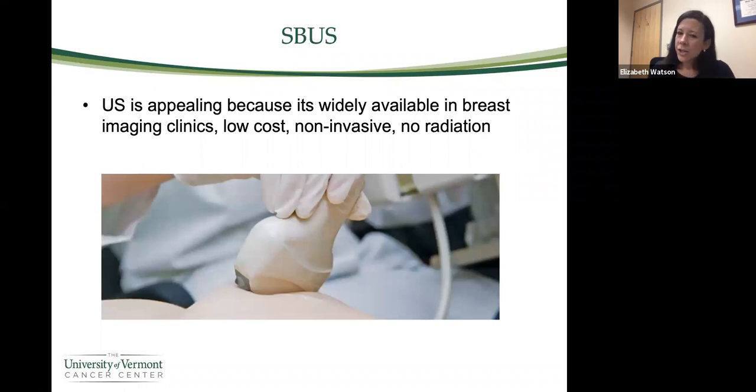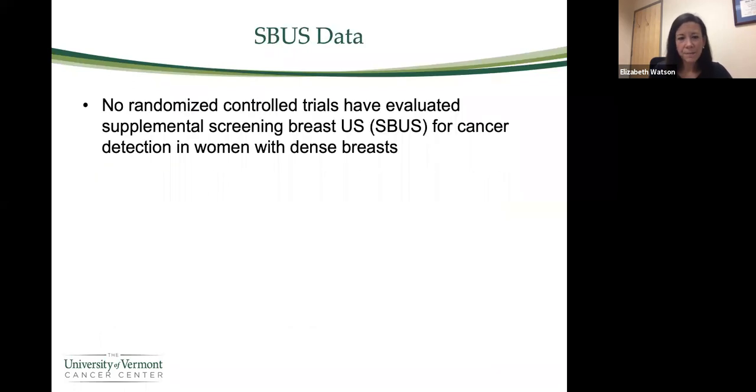So I want to change gears a little bit now and talk about screening breast ultrasound and why the modality, the technology of ultrasound, is really appealing in this setting. The reason is that most breast centers across the country already have ultrasound. It's relatively inexpensive. It's non-invasive, so there's no IVs, there's no contrast or dye that needs to be given, and there's no radiation as a result of it. So it's a really, really appealing technology.